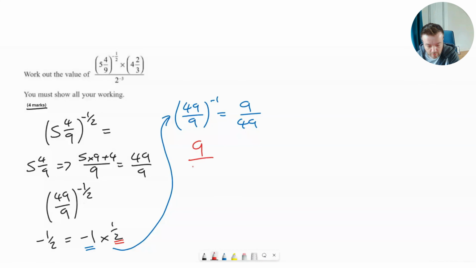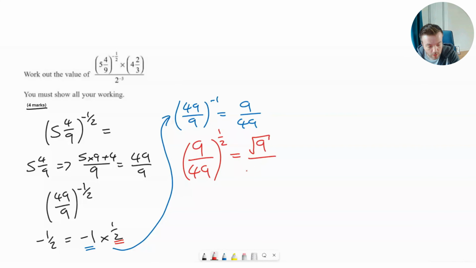We're going to say it's going to be to the half. So then we've got 9 over 49 to the half. Not to the minus a half, James, to the half. Right. So the half is a square root. It means effectively square rooting top and bottom. Hopefully you already know that.